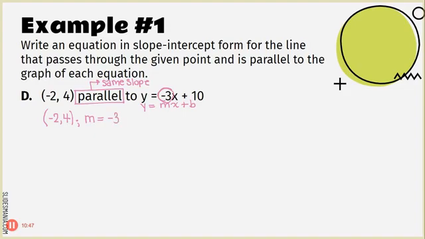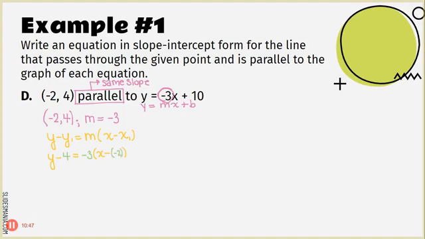Then we're going to plug into our point slope form, y minus y1 equals m times x minus x1. I leave the y alone, so it's y minus, and then the y value of our ordered pair is 4, equals my slope, which is -3, times x minus the x value of our ordered pair, which is -2.